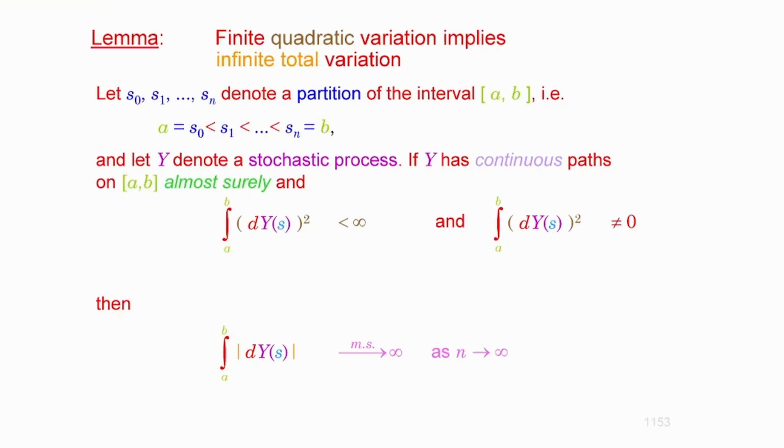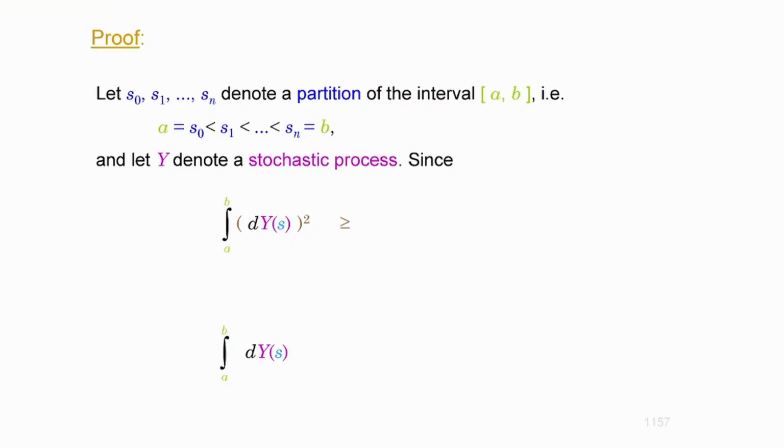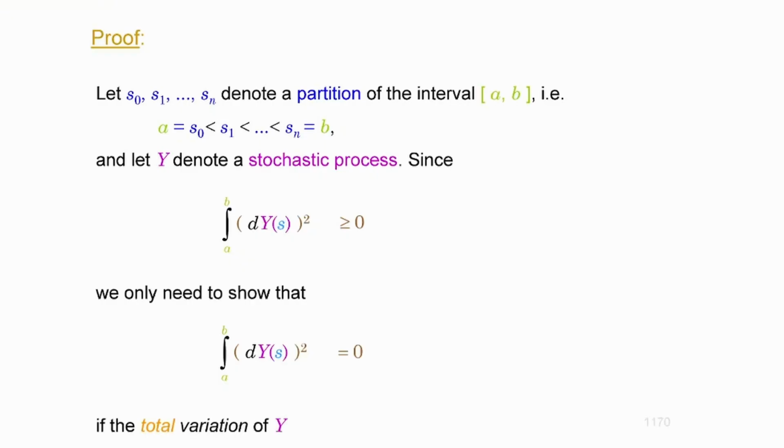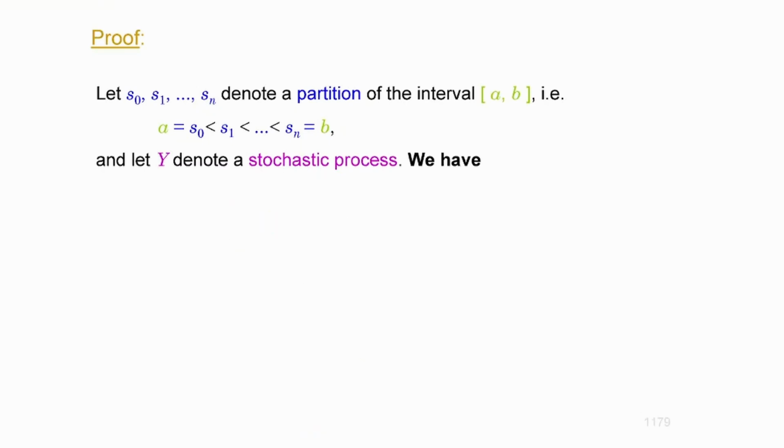The proof is very similar to that for deterministic functions. We would need to replace the mean square limit. Since the quadratic variation is always non-negative, we only need to show that the quadratic variation is 0 if the total variation is finite. The other statement is just its logical counterposition, and we would not need to consider it, but we do it anyway. Regarding the mean square limit, there is not much change here; the paths are supposed to be almost surely continuous.